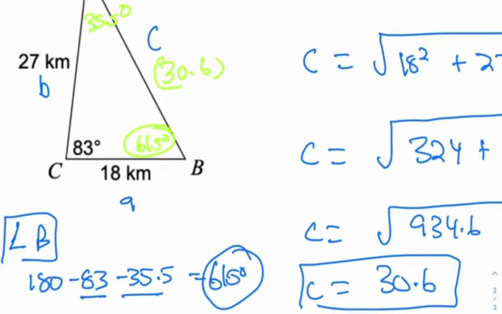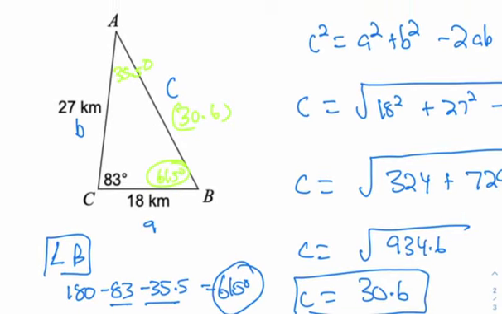Okay, so the triangle is solved. We have all the sides, we have all the angles. So that's law of cosines. Two sides and the included angle. We only needed to use law of cosines to get side C, and then we're able to use law of sines to go back and solve for the rest of the triangle.